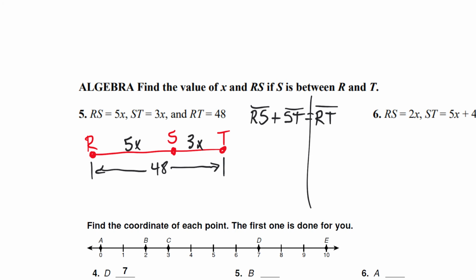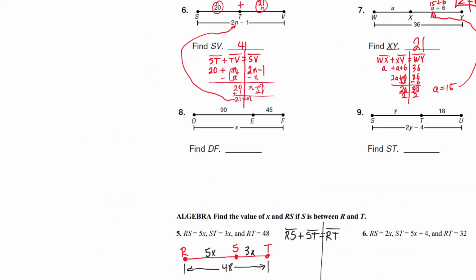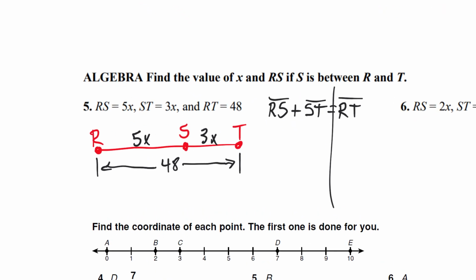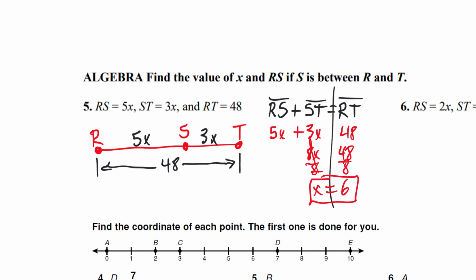All right, just like what we're doing up here. So 5x plus 3x equals 48. Combine like terms, 8x equals 48. Divide by 8. X equals 6. So that's part of what it asked for. It says to find the value of x, and then also to find the length of RS. 30. Yep. Just taking the 6, plugging it in right there. 5 times 6, so RS equals 30.